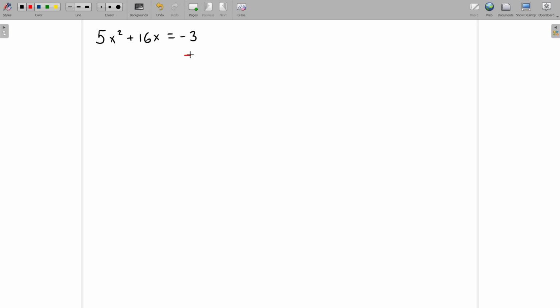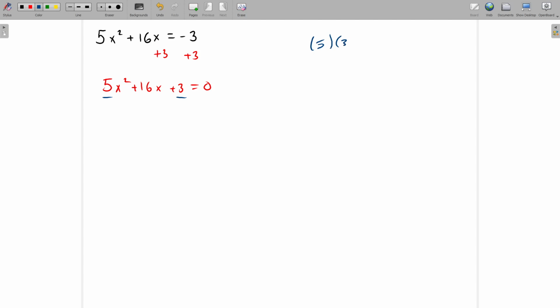So we can set this equal to 0 by adding 3 to both sides, giving us 5x squared plus 16x plus 3 is equal to 0. So now that this is a quadratic in standard form, being equal to 0, we can go ahead and factor.